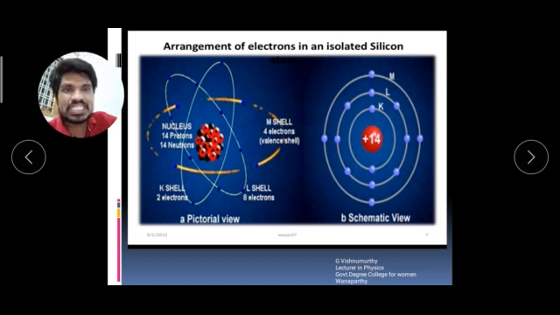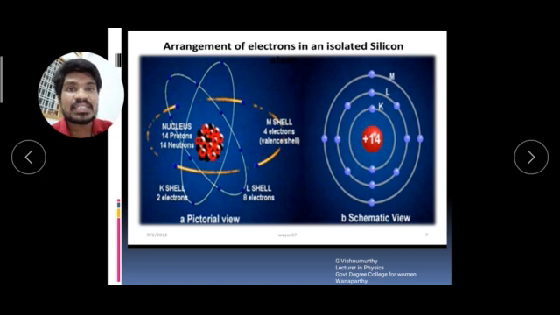The K shell contains 2 electrons, the L shell contains 8 electrons and the M shell contains 4 electrons. The M shell is called the outermost shell, or the outermost orbital. The electrons present in the outermost orbital are known as the valency electrons.